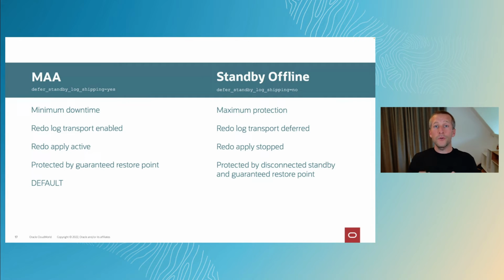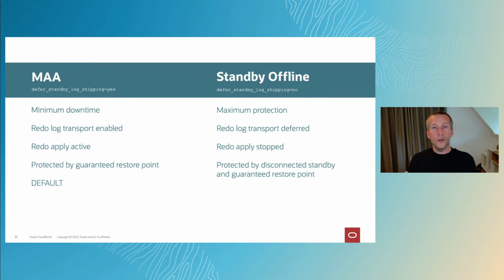But with AutoUpgrade, there's also a different approach that you can follow, which we call standby offline. You tell AutoUpgrade which method you want to use by using the configuration file parameter called defer_standby_log_shipping. The default is yes, and then you will follow the MAA approach. But we also have the standby offline approach. The major difference between the two is that in the standby offline approach, we keep the standby database offline, shut down. And then when you are satisfied with the upgrade on the primary database, you can bring the standby database online, let it catch up with the changes from the primary database, and then you can go live.